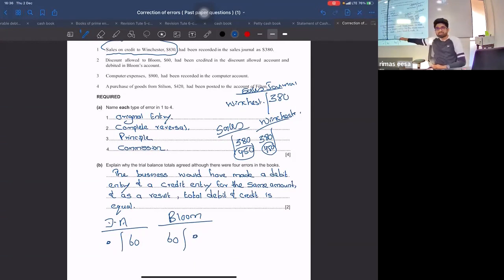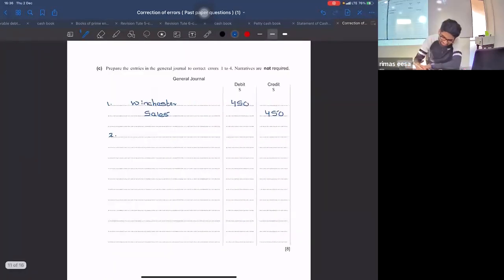To make it 60, I should debit not only 60. I have to first debit 60 to correct this, right? To cancel the error. Then to make the correction, another 60. So how much will I debit in discount allowed account? 120. Same thing in Bloom's account, I have to credit 120. Okay. Discount allowed is debit, Bloom is credit. Error number 2, discount allowed account should be debited with 120 and Bloom's account has to be credited with 120.